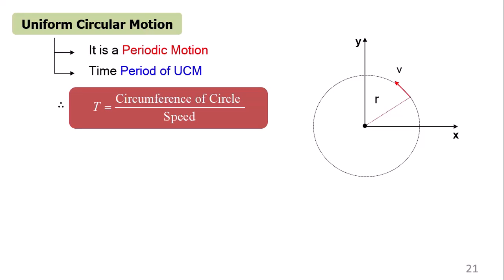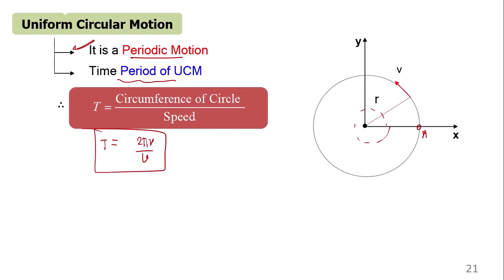Now UCM is a periodic type of motion. Not only UCM, NUCM is also a periodic type of motion. Why periodic? Because if I start from point A, after some time the particle will come back to the same point. If the particle is repeating its path, then it is known as periodic motion. Now, what is the time period? Time period is the circumference of the circle divided by speed. What is the circumference? That is 2 pi r. So 2 pi r by v is the time period of rotation. So how much time will it take? It will take 2 pi r by v for every rotation.